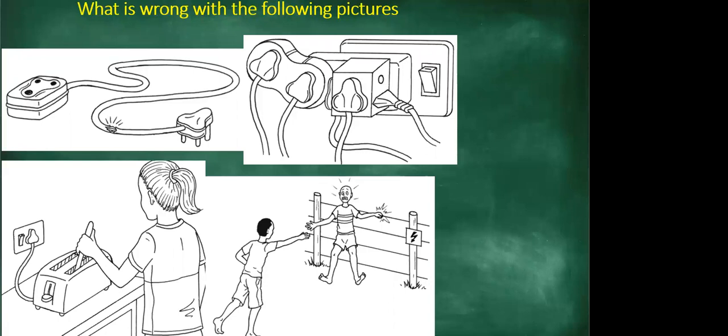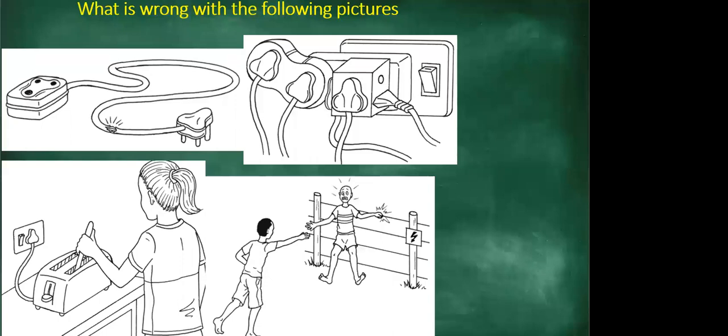What about the last picture? What is wrong with that picture and what is happening there? What is happening in the last picture? All right, Ndovu, do you mind telling us what is happening in the last picture? The boy is getting electrocuted. All right, and what else? And his friend is trying to reach to help him. All right, thank you very much.